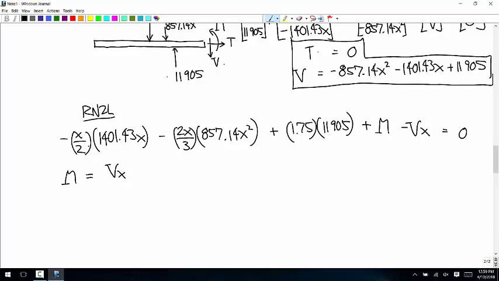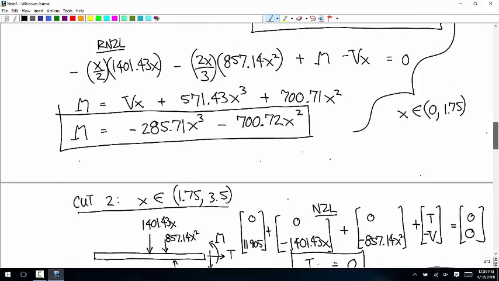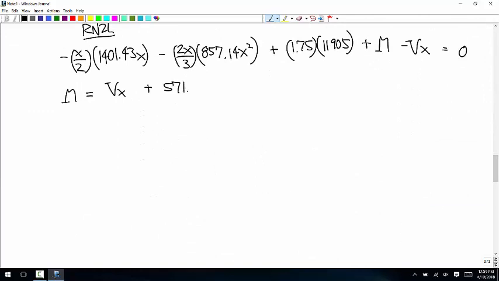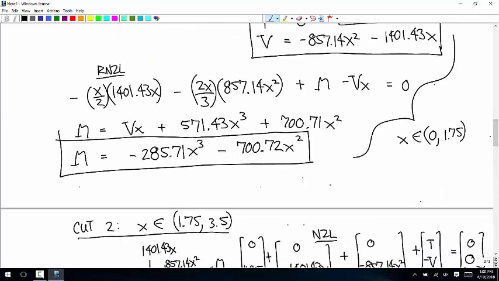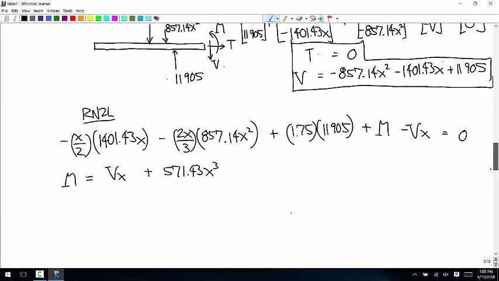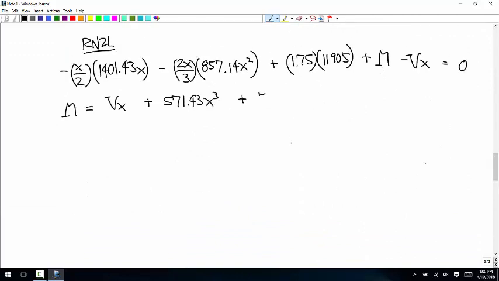And then these two terms are going to show up just exactly the same way they did in the last cut. So what were those? Positive 571.43x cubed, and positive 700.71x squared. And then we have this extra term. What's 1.75 times 11,905? $20,833.75.